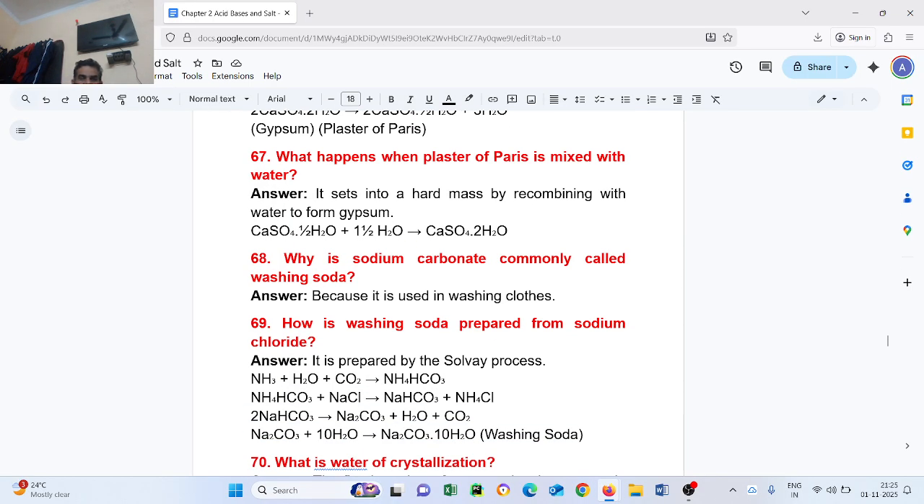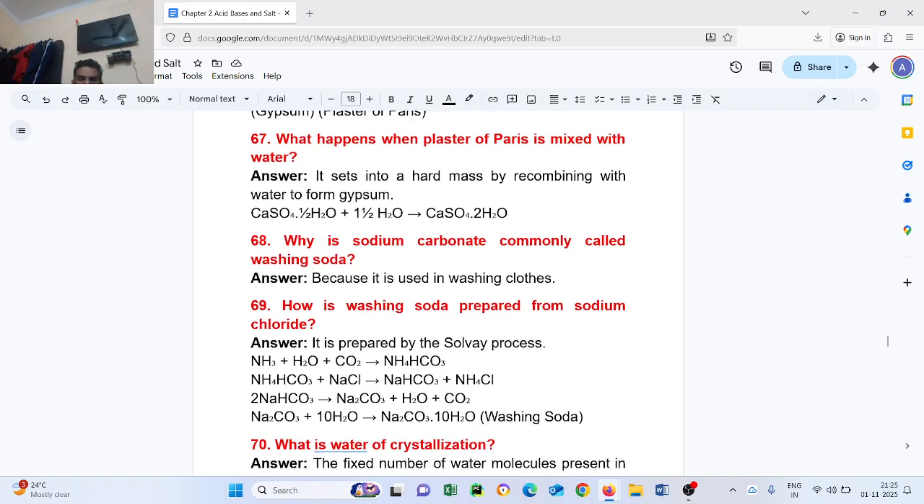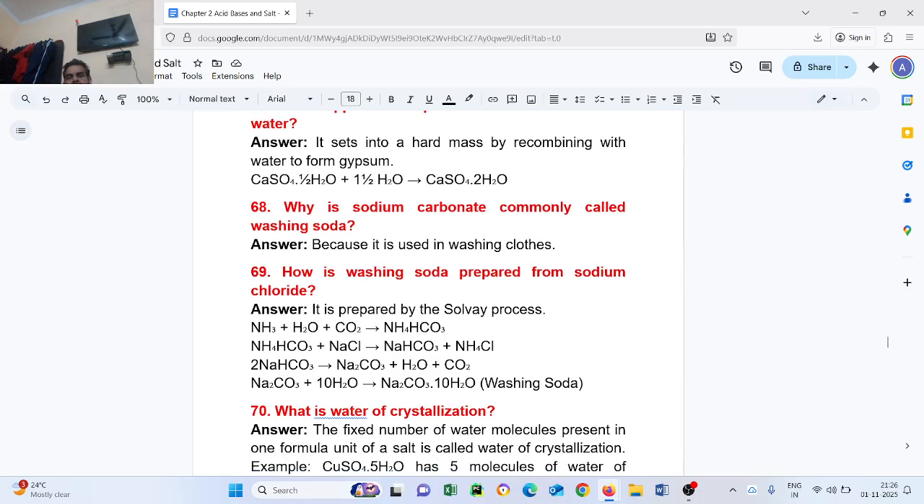Question number 68. How is washing soda prepared from sodium chloride? It is prepared by the Solvay process. Ammonia plus H2O plus CO2 gives ammonium hydrogen carbonate. Ammonium hydrogen carbonate plus sodium chloride gives sodium hydrogen carbonate plus NH4Cl. Sodium hydrogen carbonate gives sodium carbonate plus water plus carbon dioxide. Sodium carbonate plus 10H2O gives sodium carbonate·10H2O, washing soda.